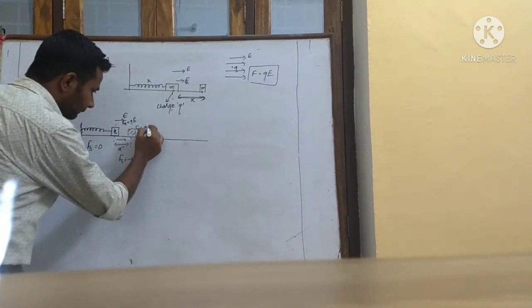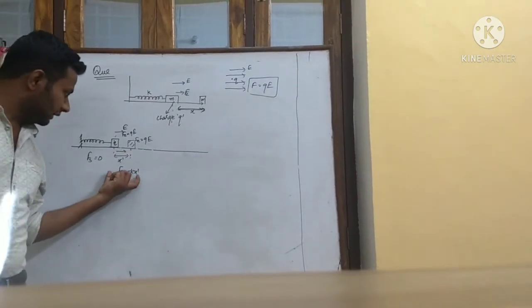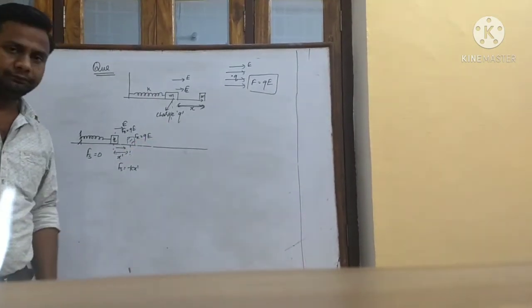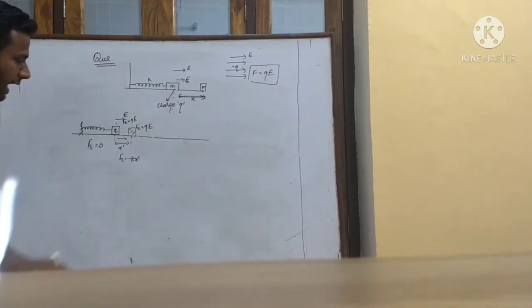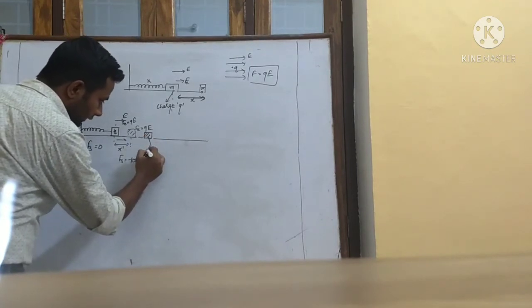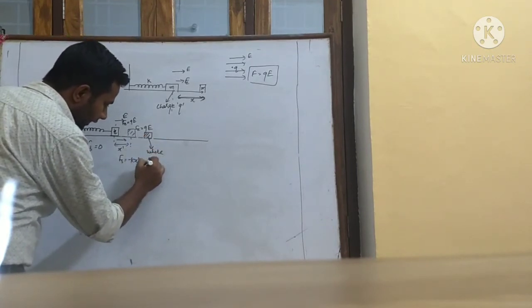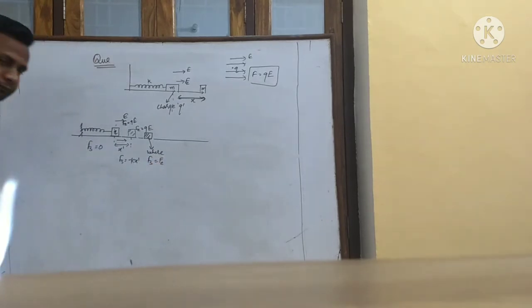At this point, Fs will be minus k x dash and Fe will be the same. But suppose there is a condition: this Fs is less than QE. Then this block will move further, and you will get a position where Fs will be equal to Fe.